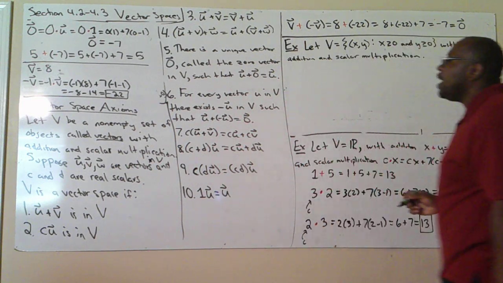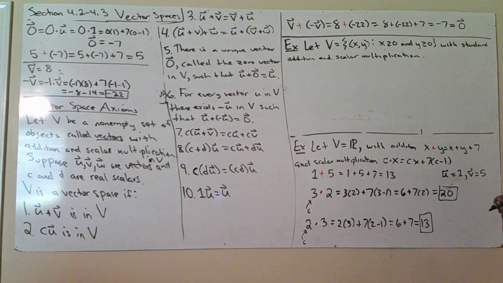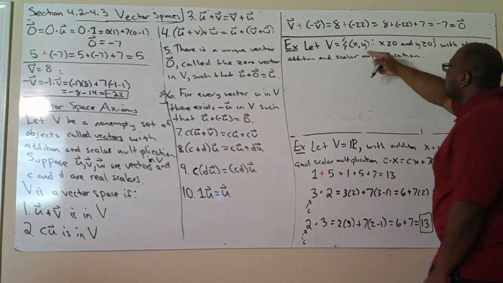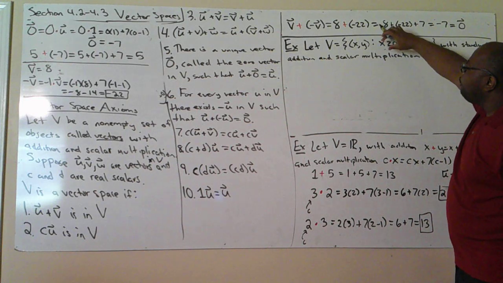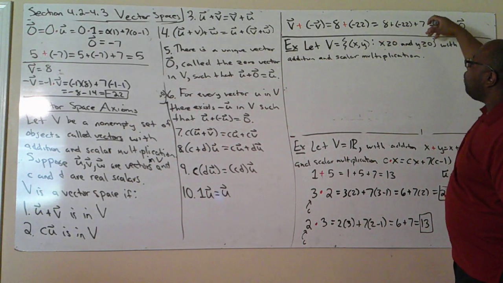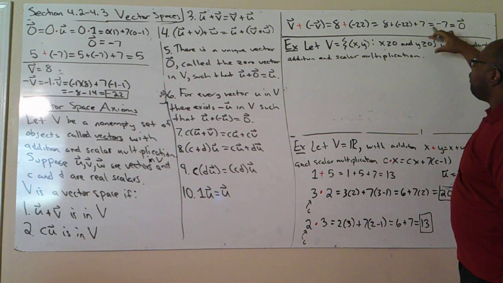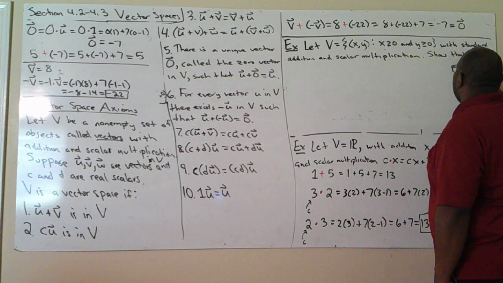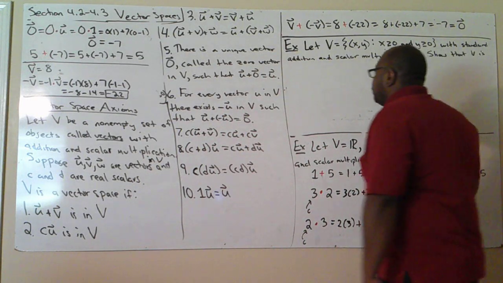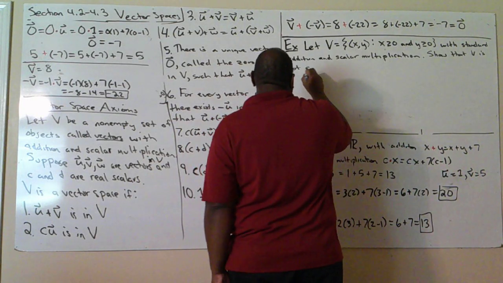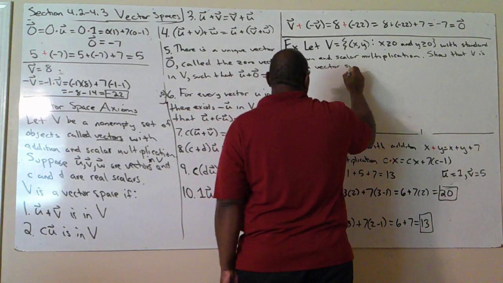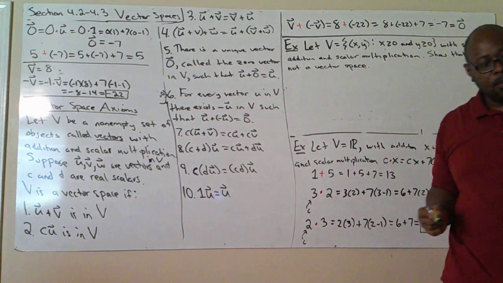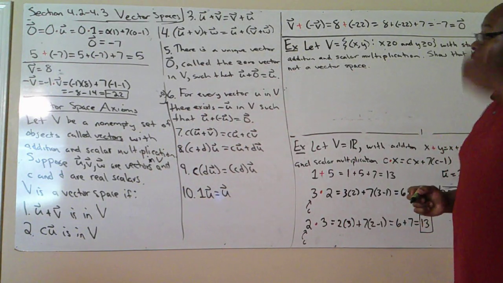So this is an example of something that is not a vector space. So show that it's not a vector space. So x and y are real numbers. So this is a set of points in R squared. x and y are real numbers, and x and y are both greater than or equal to 0. And I'm going to show that V is not a vector space.